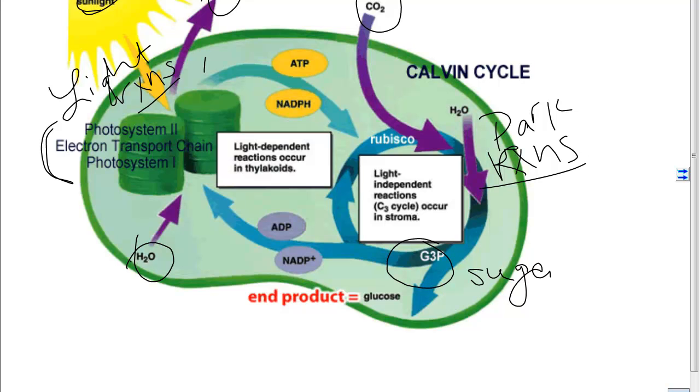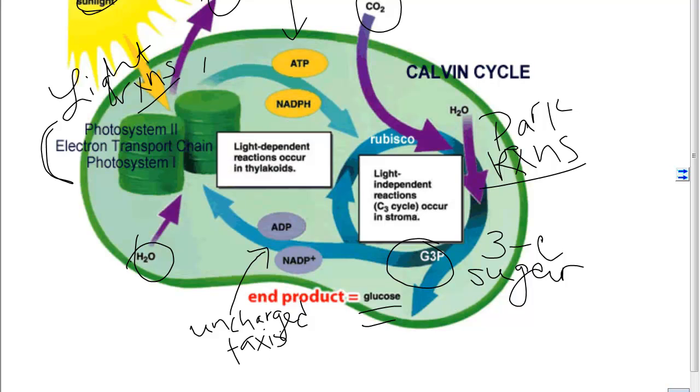It's a 3-carbon sugar. And we have to, of course, go through this twice to produce 2 3-carbon sugars and eventually end up with glucose. What you need to remember are these things right here: ADP and NADP plus. These are the uncharged taxis. And over here we've got the charged taxis.